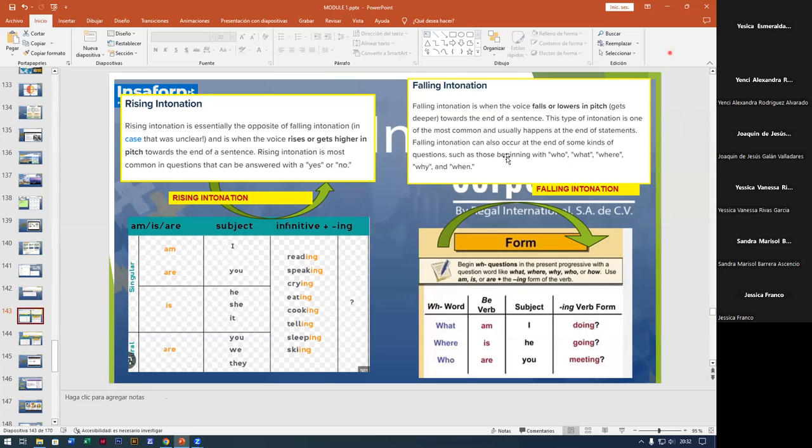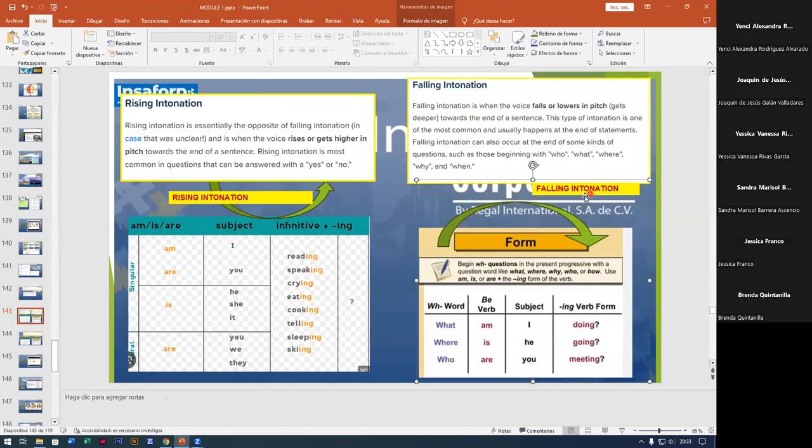Now, in the case of falling intonation, falling es que va cayendo, que la entonación va decreciendo, va disminuyendo. O sea, sería contrario al rising intonation. So, as falling intonation is when the voice falls or lowers in pitch, gets deeper, towards the end of the sentence. So normally we use WH questions, like who, what, where, why, when. It can be what time, right? All of the WH that are possible.